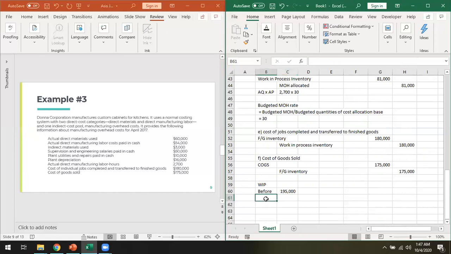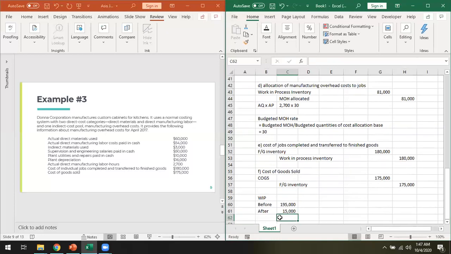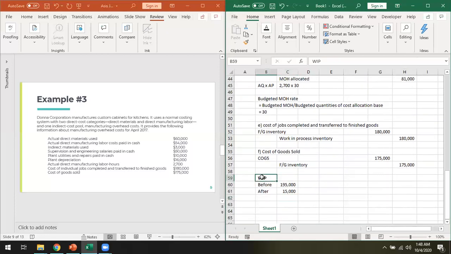$195,000. But because we already convert them into finished goods inventory, the work in process inventory left is the number before minus the work in process inventory that's transferred to finished goods, $180,000. Okay, so the remaining work in process inventory is just $15,000. How about finished goods inventory?